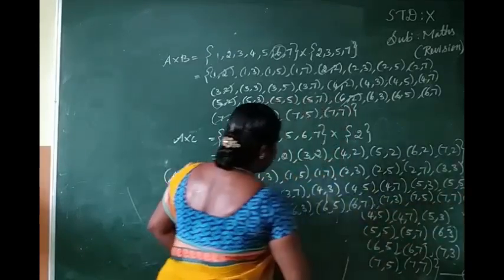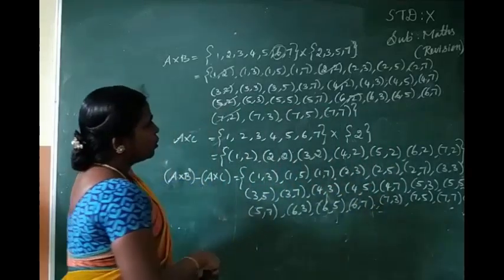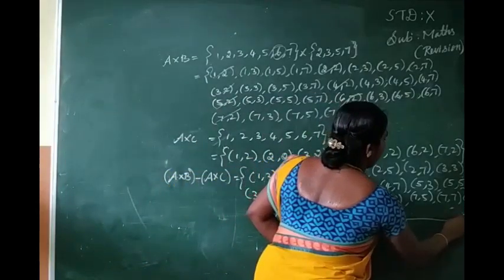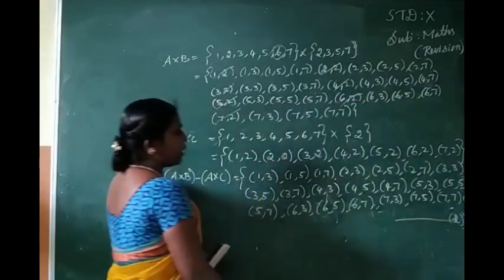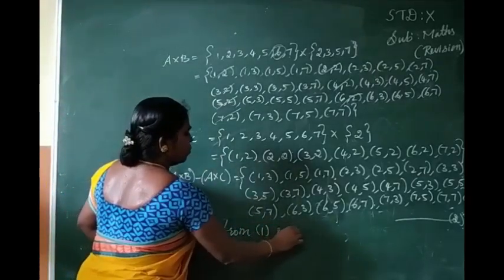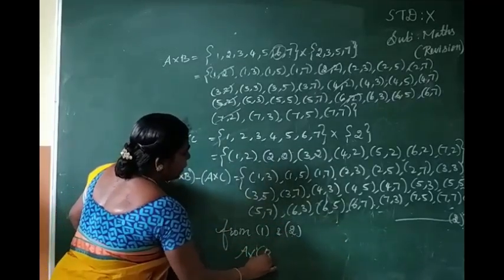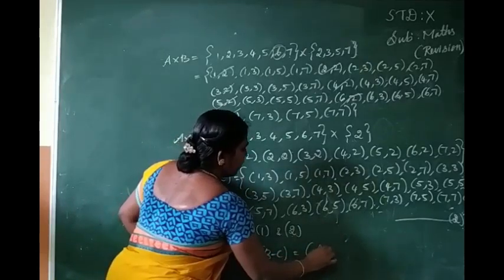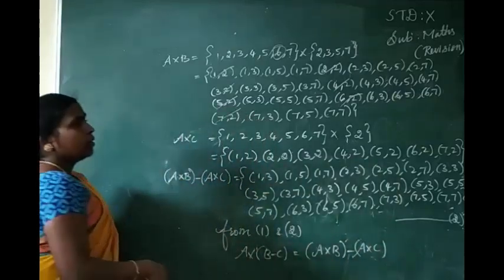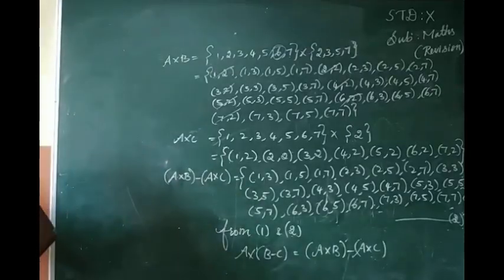So, okay. Here also we counted pairs. We got a total of 21 pairs. So we check whether the elements are also equal. Actually it is equal. So we can say from 1 and 2, A cross (B minus C) equals A cross B minus A cross C. That's all. Okay. Shall we start the next problem?